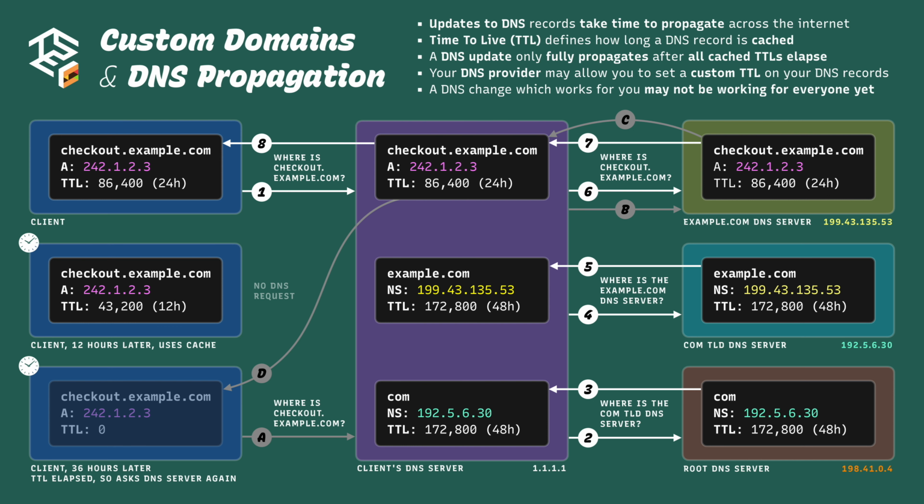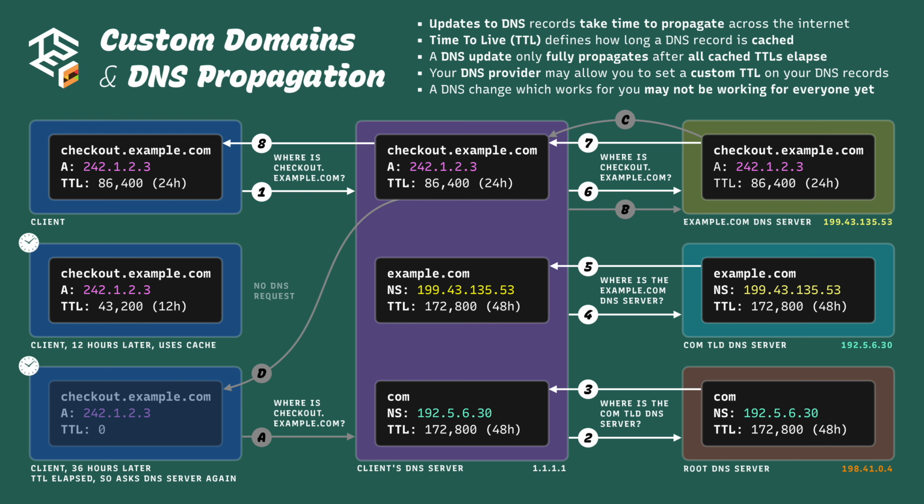Also note that a DNS change may start working for you, but that doesn't mean it's working for everyone. There are countless DNS servers spread all over the globe, and some of them may still be using stale DNS records even though the DNS server you're using is up to date. The safest course of action when making DNS updates is to plan ahead and assume your updates won't propagate fully for at least 48 to 72 hours.